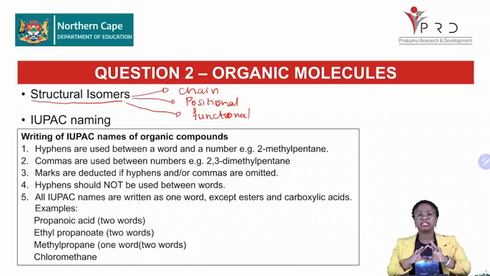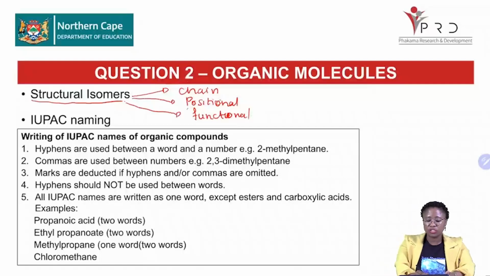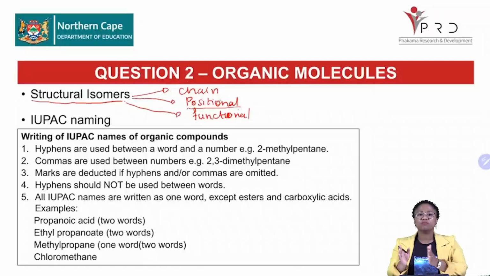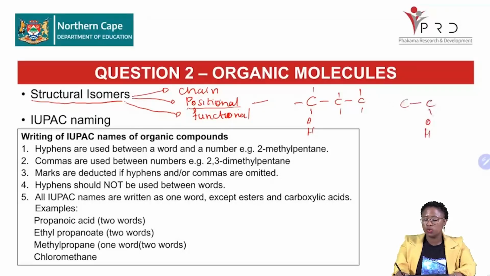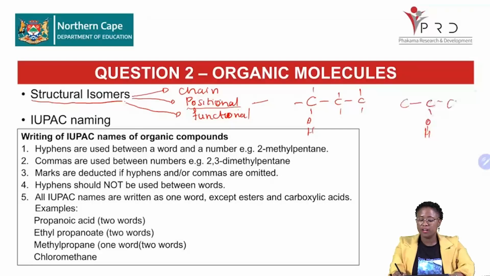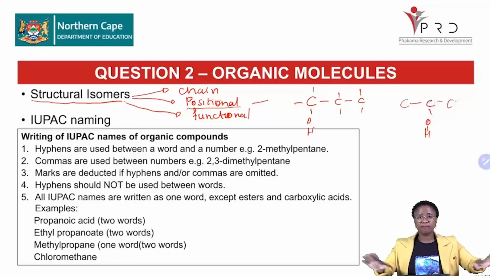So if you are given a straight chain, you change it to a branched chain. If you are given a branched chain, you change it to a straight chain. Positional isomers, remember, you are just moving the position of your functional group. If your OH was on carbon number 1, you just move it from carbon number 1 to carbon number 2. We are just moving the functional group. Very much important to remember the difference. Remember, positional isomer, the chain type must remain the same.